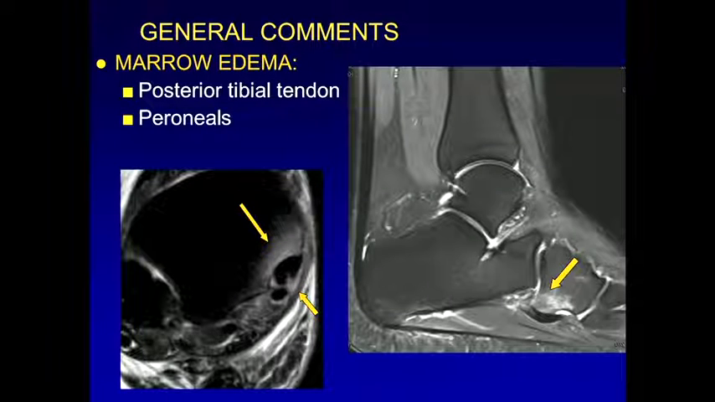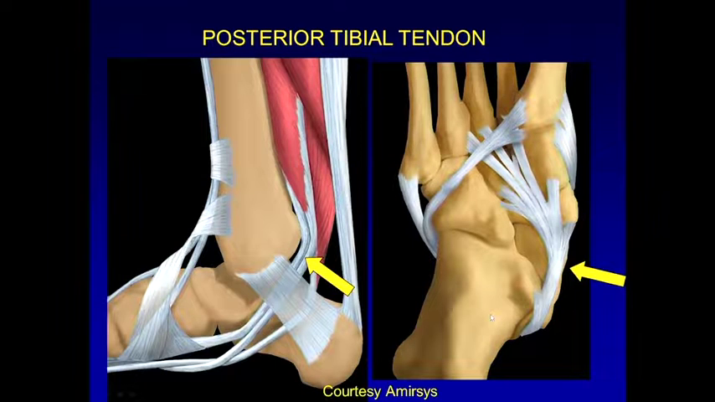This can also happen commonly with the peroneal tendons, particularly the peroneus longus. Whenever we see edema along the plantar aspect of the cuboid, maybe edema in the lateral wall of the calcaneus, think about peroneus longus tendon abnormality and friction-related changes. We're going to move now to specific tendons. We're going to look at the posterior tibial tendon.